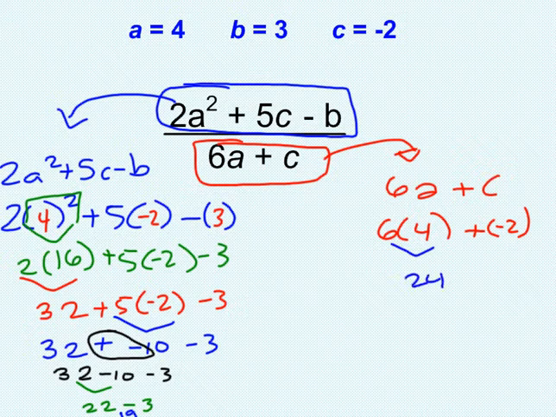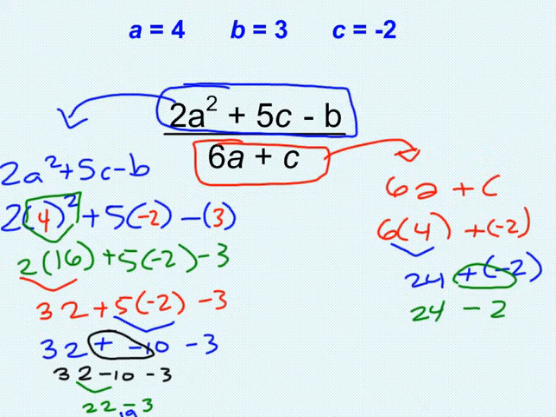So again, I need to substitute. A is 4, C is -2. As I look here, 6 times 4 gives me 24. Remember, I can combine here, or if you're using a calculator, you can put in plus -2. This would combine to make a -2. 24 minus 2 gives me 22. Now remember, you're not done.